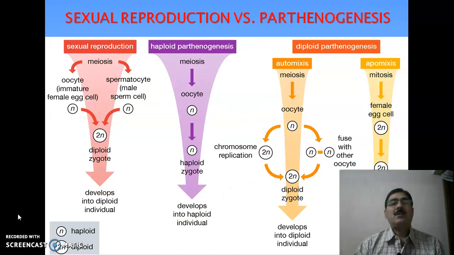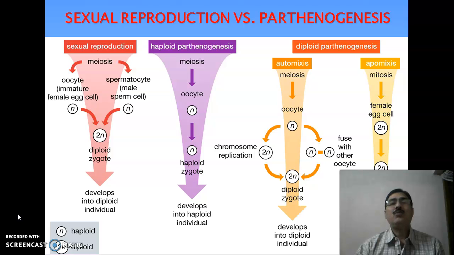Now, this slide shows how sexual reproduction is comparatively better than parthenogenesis. In the case of sexual reproduction, there is production of the ova and the sperm cell. There is fusion, ultimately formation of a diploid zygote and development of a diploid individual.